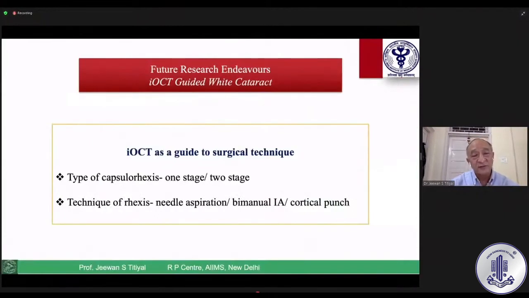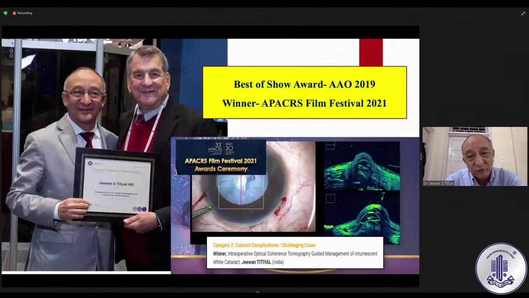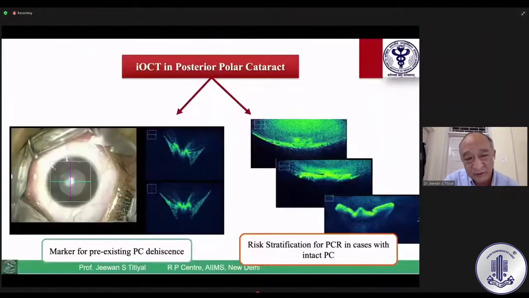So IOCT gives you the actual dynamics of capsular puncture, what happens when you initiate the capsular rhexis. Accordingly, you can modify your surgical steps. In fact, this work has been appreciated all across the world by various peers, right from the American Academy to APACRS to AIOS, giving us awards and publication of these.